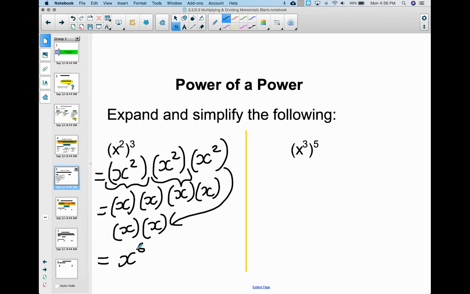If we do the same thing for this next example, which is x to the power of 3 to the power of 5, we can expand the first exponent as such.